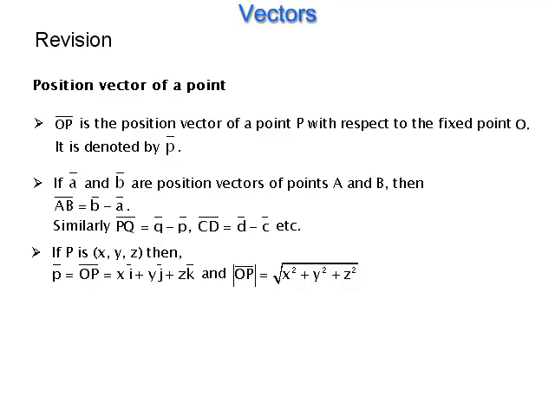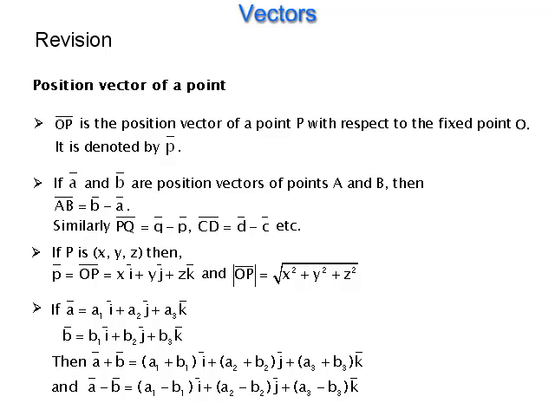If P is x, y, z, then position vector of the point P with respect to the origin O is given by P bar equals OP bar equals xi bar plus yj bar plus zk bar, and mod of OP bar equals root of x square plus y square plus z square.